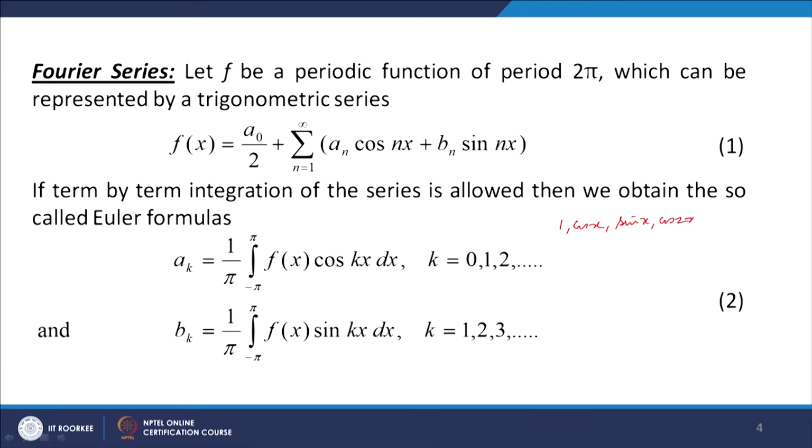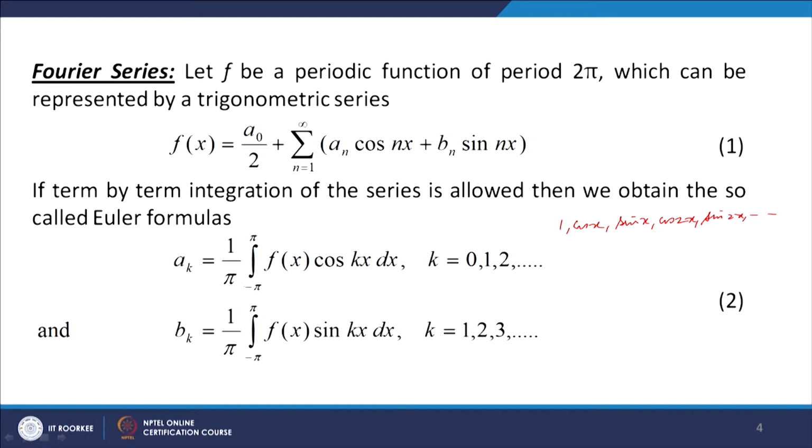1, cos x, sin x, cos 2x, sin 2x, they are all orthogonal functions over the interval -π to π. Okay. That means, if you take any pair of these two functions over the interval -π to π, their product you take and integrate over -π to π, then its integral is always 0. So, what we have from this equation, when you multiply equation 1 by cos mx and integrate over the interval -π to π, then aₘ will survive, n will be equal to m, then only we will get non-zero value here, otherwise it is all 0.